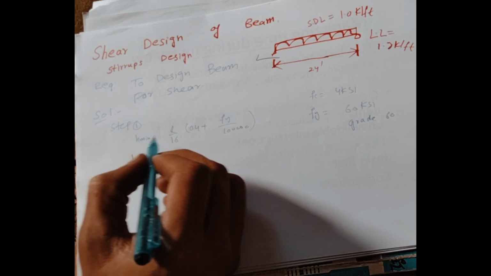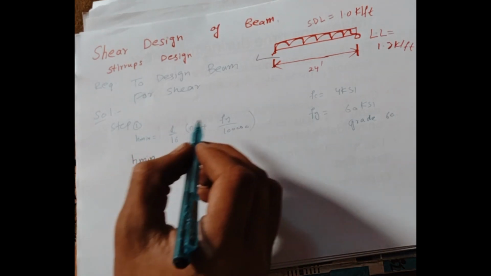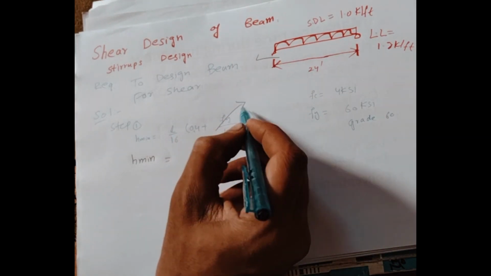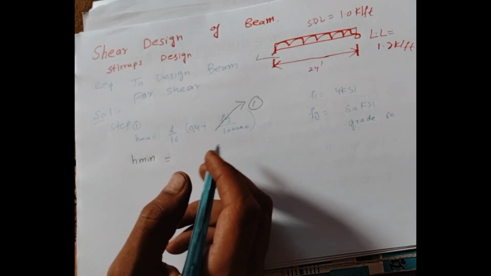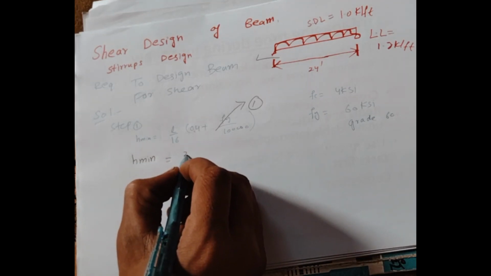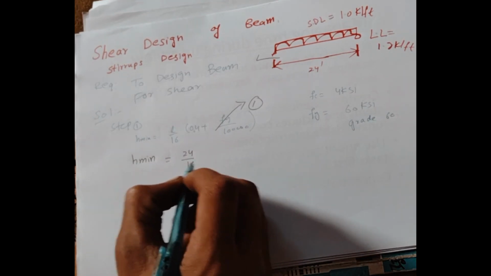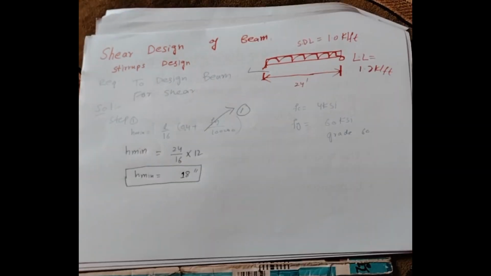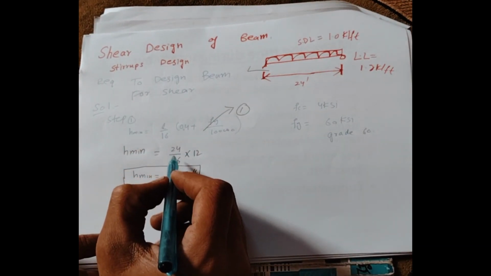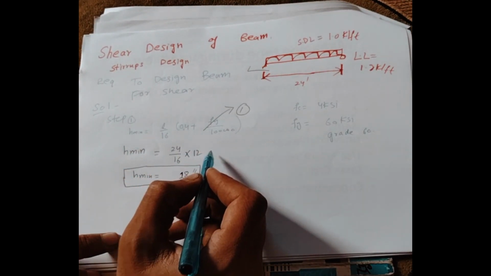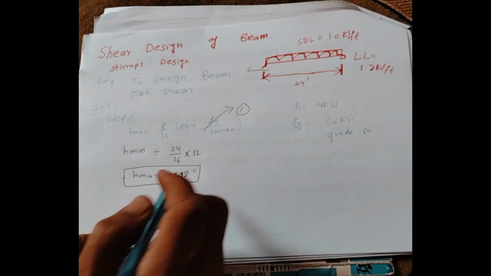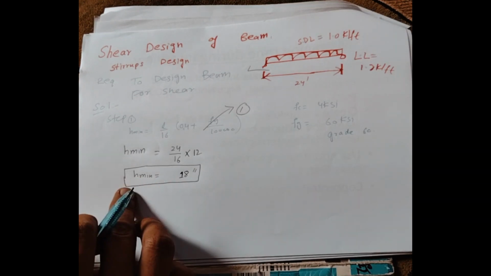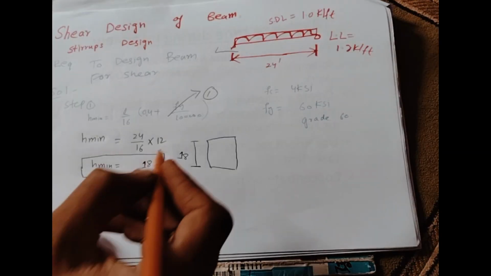So we will follow the following steps. Step number one is the h minimum. We have the formula L by 16 into 0.4 plus Fy divided by 100. For grade 60 it is equal to 1. So L is equal to 24 divided by 16, and we calculate h minimum as 18 inch. We multiply with 12 because of unit consistency, so we will get the answer in inches.